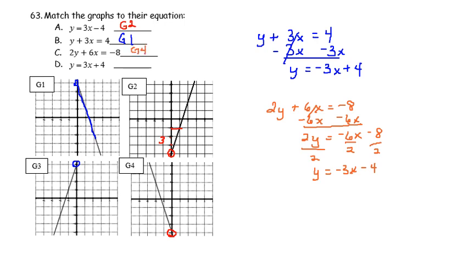And then our last one here, it's in slope-intercept form. We've got a positive slope and a positive y-intercept of 4, so that would give us G3.